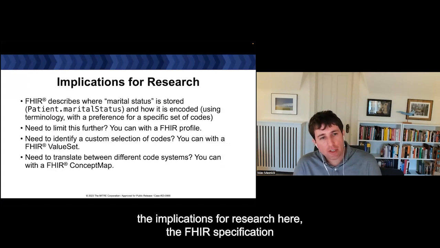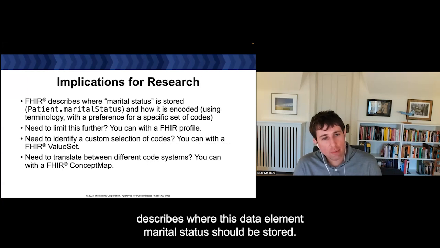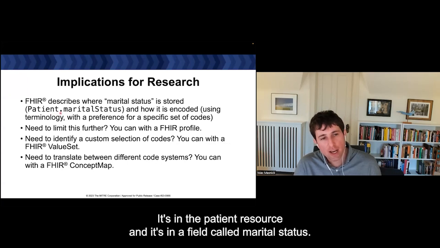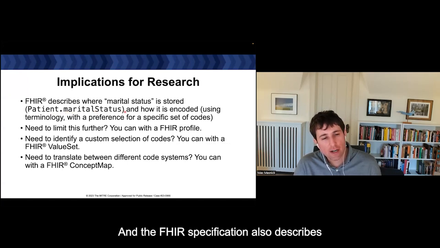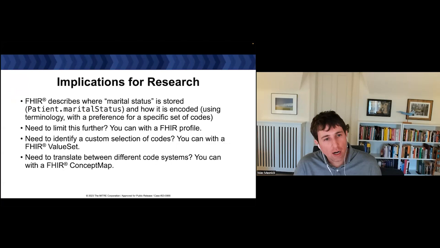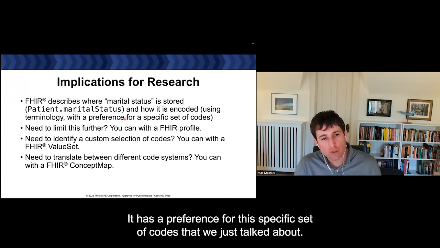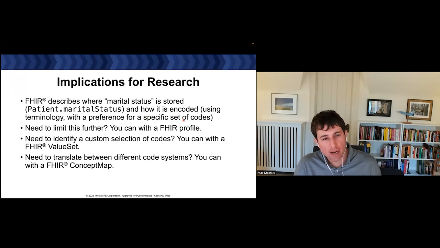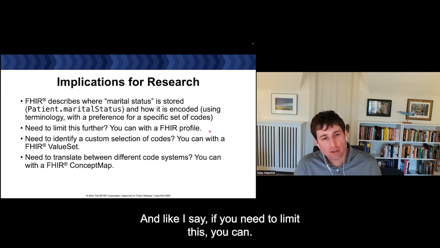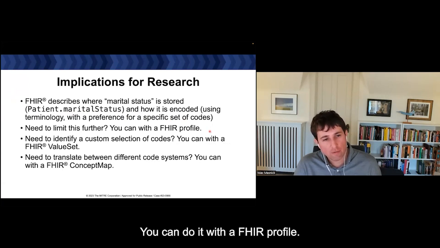Just to review the implications for research here, the FHIR specification describes where this data element, marital status, should be stored. It's in the patient resource, and it's in a field called marital status. The FHIR specification also describes how marital status is encoded. So in this case, it uses terminology. It has a preference for the specific set of codes that we just talked about. And like I said, if you need to limit this, you can do it with a FHIR profile.